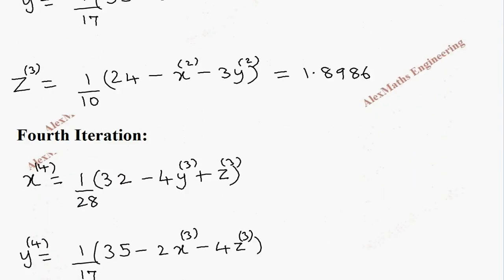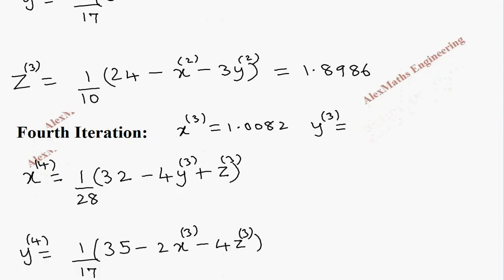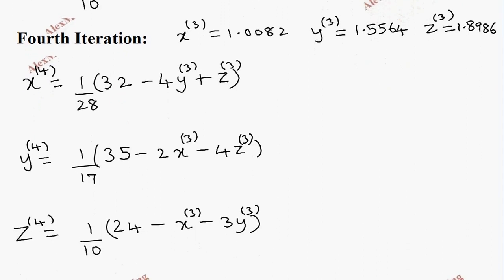X of 3 is 1.0082. Y of 3 is 1.5564. Z of 3 is 1.8986. Now using this, we are going to evaluate the first part.